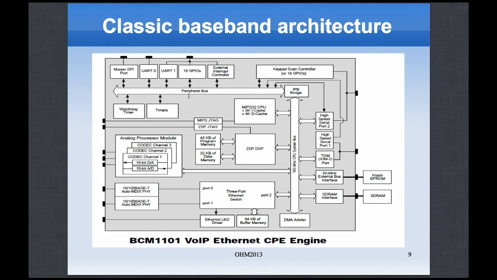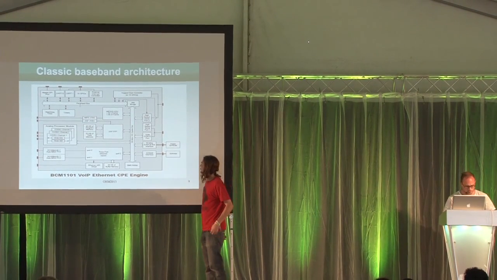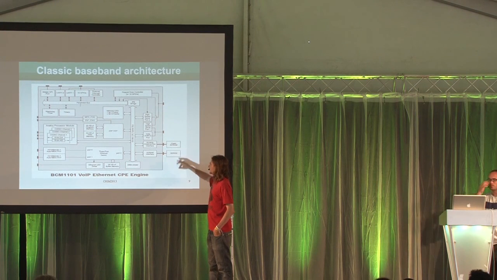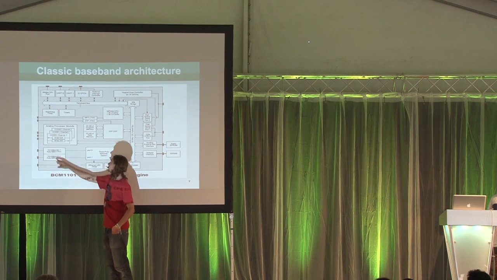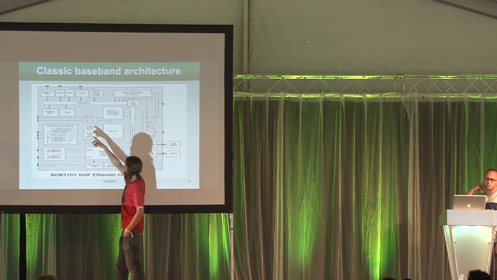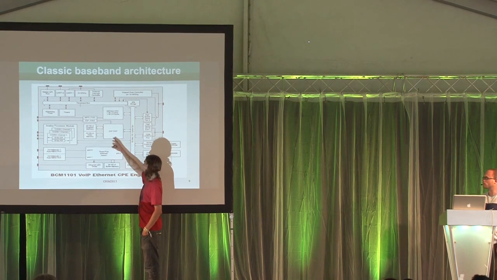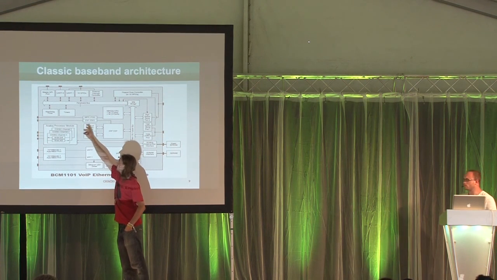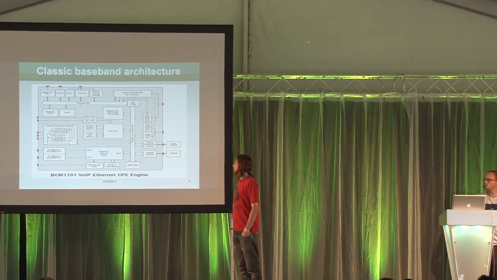So here is the correct scheme for the chip we will be focusing on, which is the Broadcom 1101 VoIP Ethernet CP engine. You still have the flash and the SDRAM. Here you connect the analog front end. Here you have the Ethernet port, and here you have what I was talking about, like SPI, serial or GPIO. And you have the MIPS, the DSP, and the JTAG. It's where you want to plug in if you have what it takes to do it.